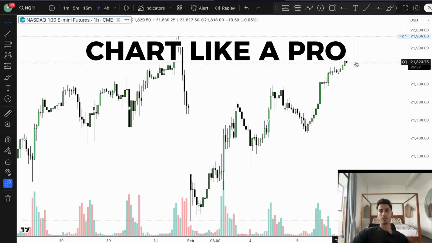Right, so this lesson's called Chart Like a Pro. I'm going to show you how to mark charts properly with all relevant price levels and zones.